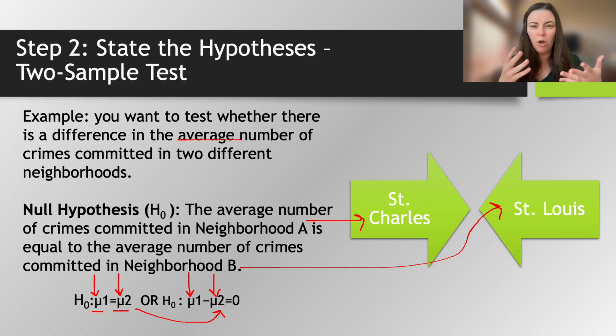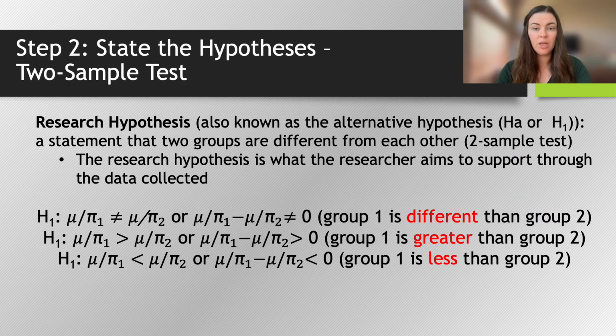They're essentially equal, right? That's why I use this first one, because you could just say 1,000 equals 1,000. But we could also say that the average of 1,000 crimes from St. Charles minus the average of 1,000 crimes from St. Louis equals 0.